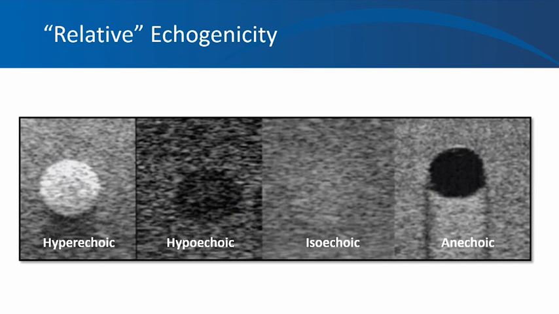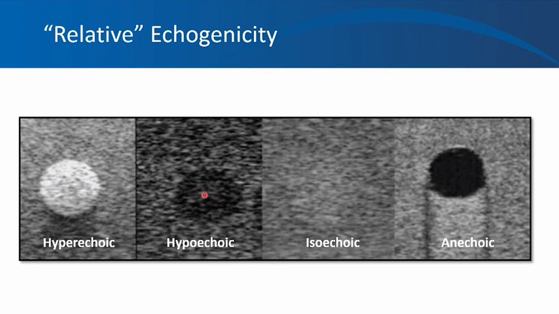Remember, there are 256 shades of gray, and the 100th shade is brighter than the 50th shade, but it is darker than the 200th shade. So for example, this circle right here is brighter, or hyperechogenic, compared to the surrounding area. And this circle here is darker, or hypoechoic, compared to the surrounding area.